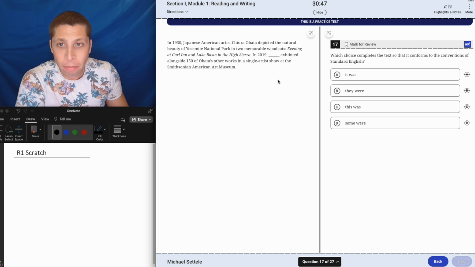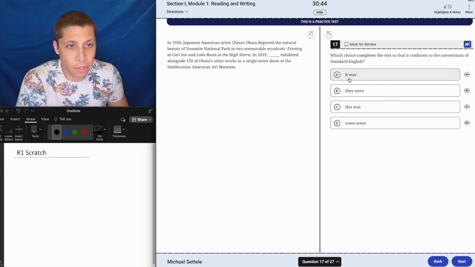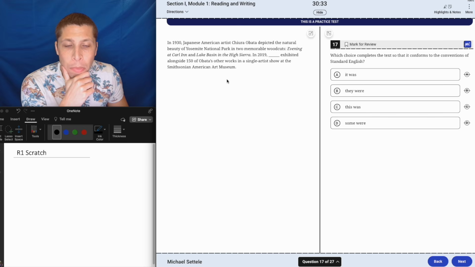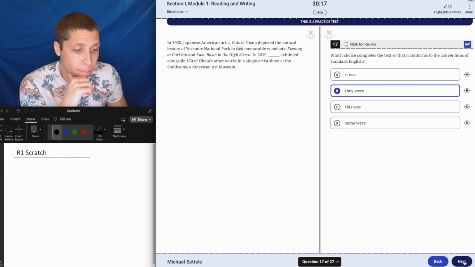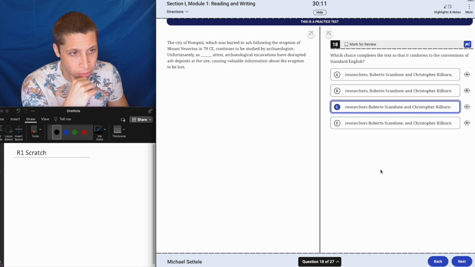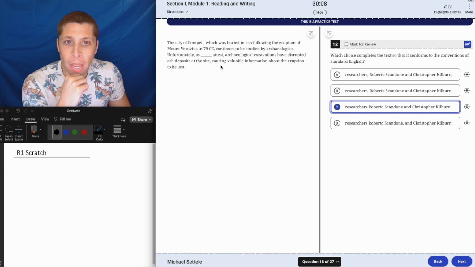Let's move on. Okay, so this is it, they, this, some. This is a singular, plural. These choices look familiar, so I feel like I've seen this question. In 1930, Japanese-American artist Chiura Obata depicted the natural beauty of Yosemite National Park in 2 memorable woodcuts. In 2019, blank exhibited alongside 150 of Obata's other works. So they were, because it's two woodcuts. Yeah, 2 woodcuts. They were. Okay. Yeah, I feel like I've seen that question. Okay, so this is a positive, so it's probably going to be this one, just based on how the positive rule works, but let's double check.